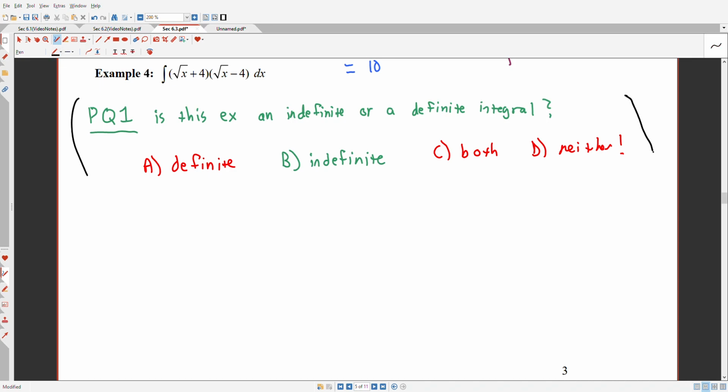So that's for this. But let's go ahead and now try and compute what's going on with example 4. We have this integral sign, and then we have the square root of x plus 4 times the square root of x minus 4 dx. And when you look at this first, it might look kind of confusing. And really, if it looks confusing, that's good.